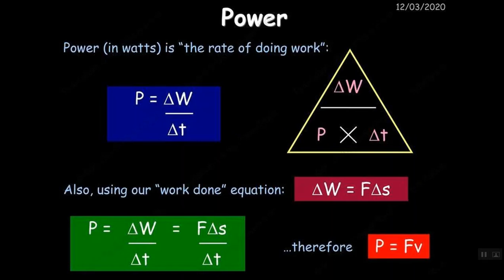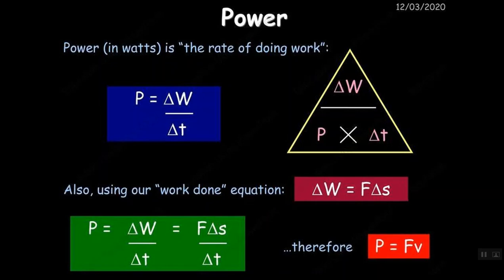We are going to look at work, energy, and power. We will now look at power as well. Okay, power in watts is the rate of doing work. And now, as we know that work done is equal to energy transferred, it's also the rate at which energy is transferred. So power is the work done over the time, or power is the energy transferred over the time.